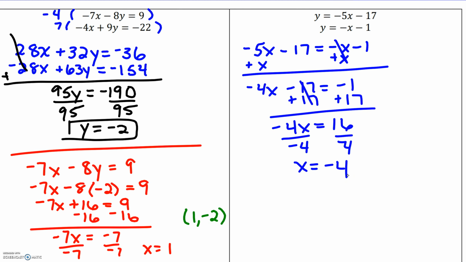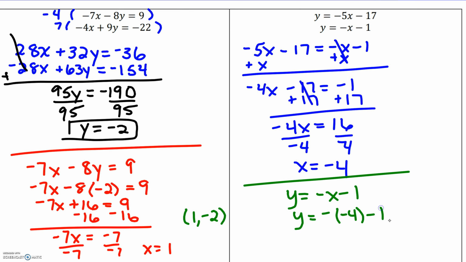Again, once you have an x value, go back to either the top or bottom and find y. I'm just going to use the bottom one. Negative 4 minus 1. That's going to be a positive 4 minus 1. y is equal to 3. So our solution is x comma y, negative 4 comma 3.